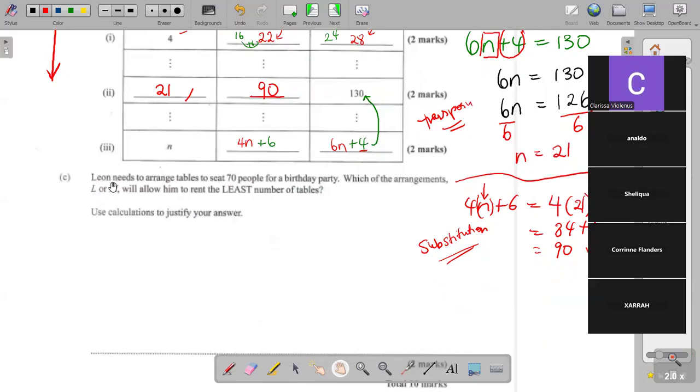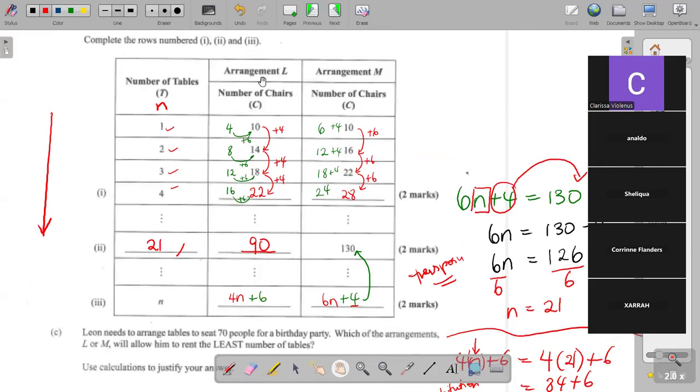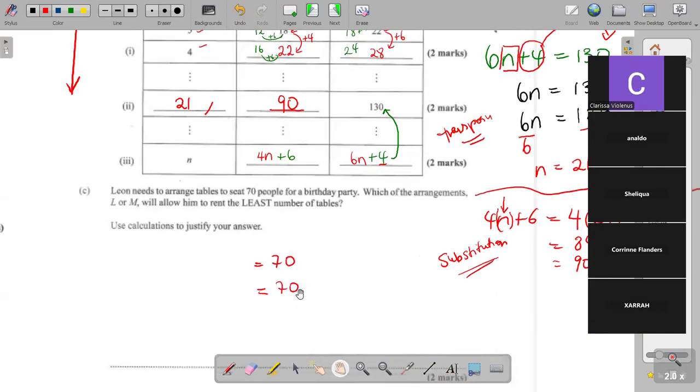So now they're saying that we need to seat 70 people. That means whatever formula we use, the answer must equal what? 70. Do you agree or disagree? No, we got 2 types of arrangements. What are the arrangements we got? L and we got M. And we have formulas for that. So can anybody tell me what I should write above here? What should I put equal to these 2 things? Let me see who's thinking.